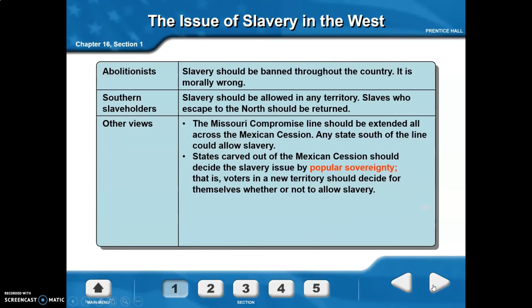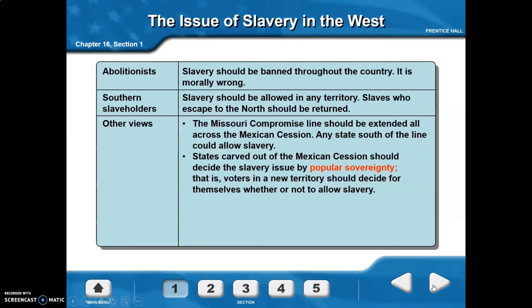And abolitionists, remember, abolitionists are people that want to get rid of slavery in the U.S. and they're fighting for that belief or for that change. Some wanted to end slavery completely right away. Some wanted it to die out slowly over time. But the abolitionists' view on the issue of slavery in the West was that slavery should be banned throughout the country, and it is morally wrong. It is wrong to have someone enslaved and working and being treated horribly.